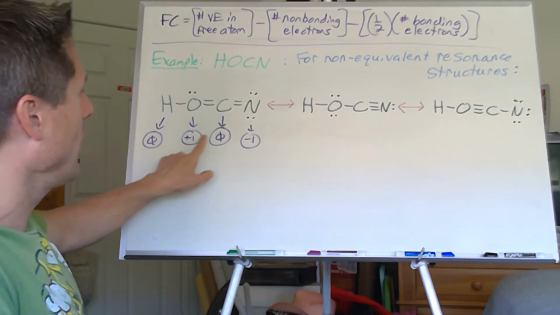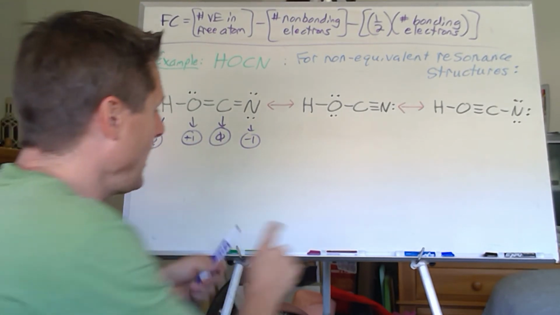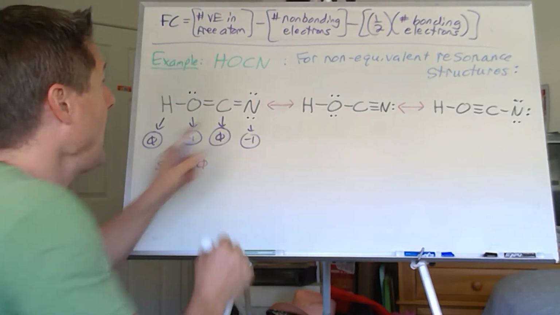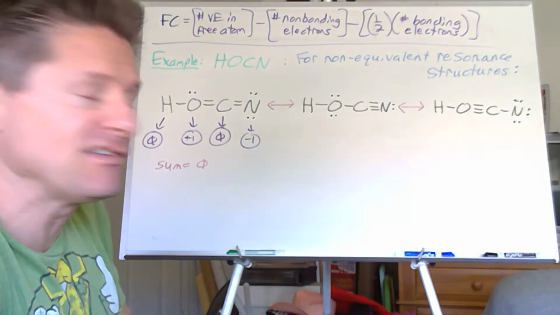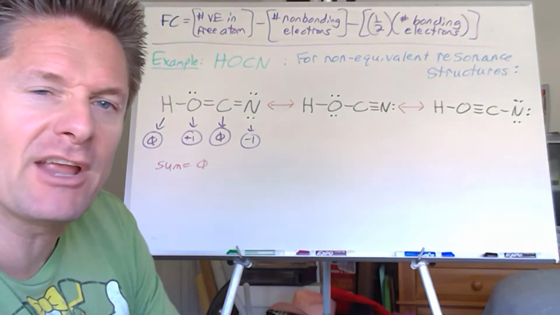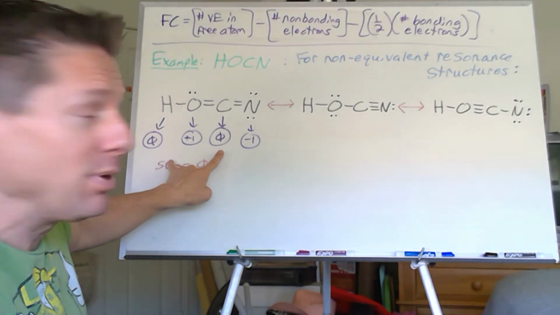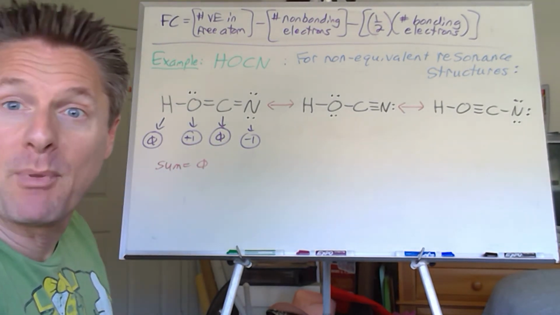So 0 plus 1 plus 0 minus 1. The sum is 0, right? And it should be. It's a neutral molecule. So the sum of the formal charges should be 0. It's a way to check yourself. Okay? So that's not too bad. We got 2 atoms in their preferred place and 2 that are just 1 step away.